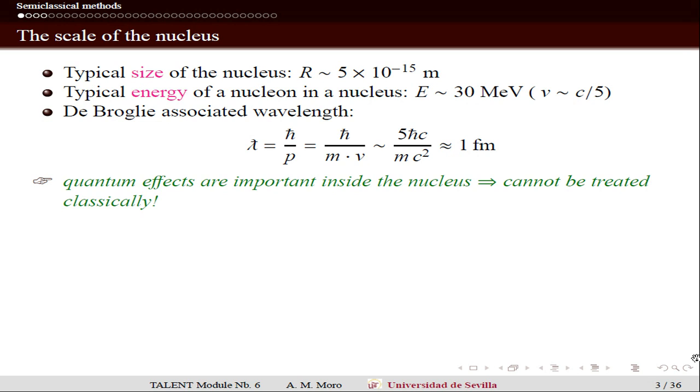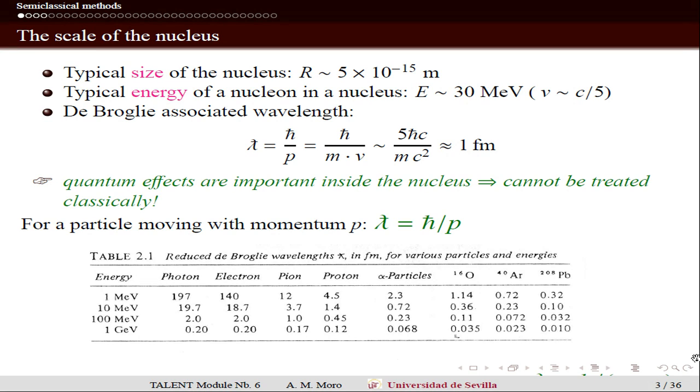If we calculate the characteristic wavelength of this particle moving inside this nucleus with this velocity, we get something of the order of 1 Fermi. So the wavelength is comparable to the size of the nucleus. Clearly we cannot describe these nucleons as classical particles moving inside. So quantum effects cannot be ignored as far as the description of the structure of this nucleus is concerned.